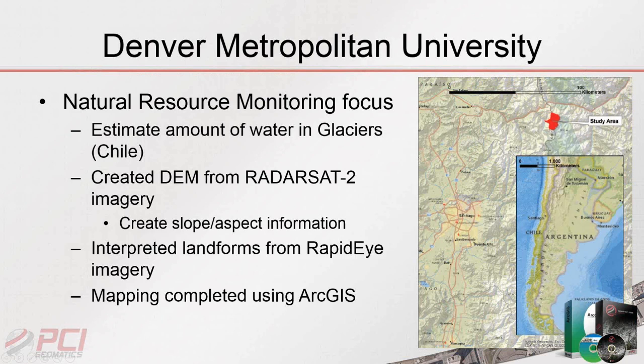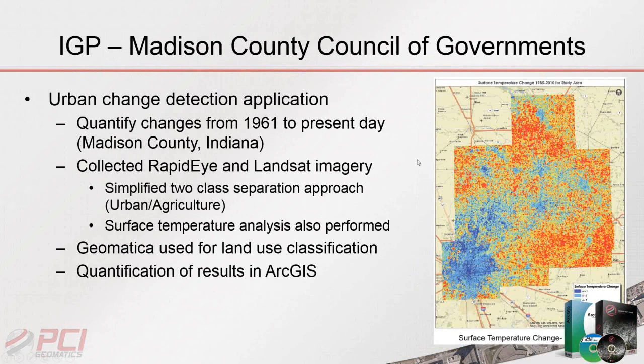Another organization that did work as part of this initiative is the Madison County Council of Governments. This is, again, an organization in the U.S., and they were interested in change detection over the urban area, so they studied the surface temperature change from 1985 to 2010, and even further beyond, in this county in Indiana. They used both Geomatica and ArcGIS once again to perform this analysis, and this is some of the results that they were able to publish.